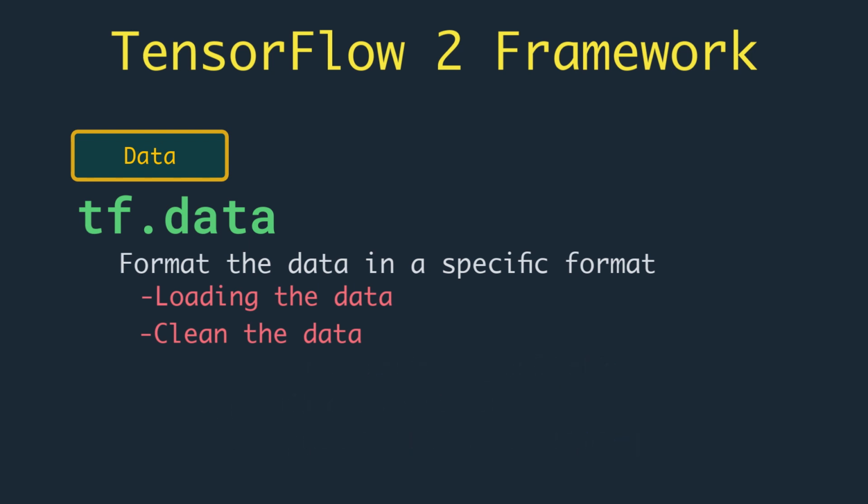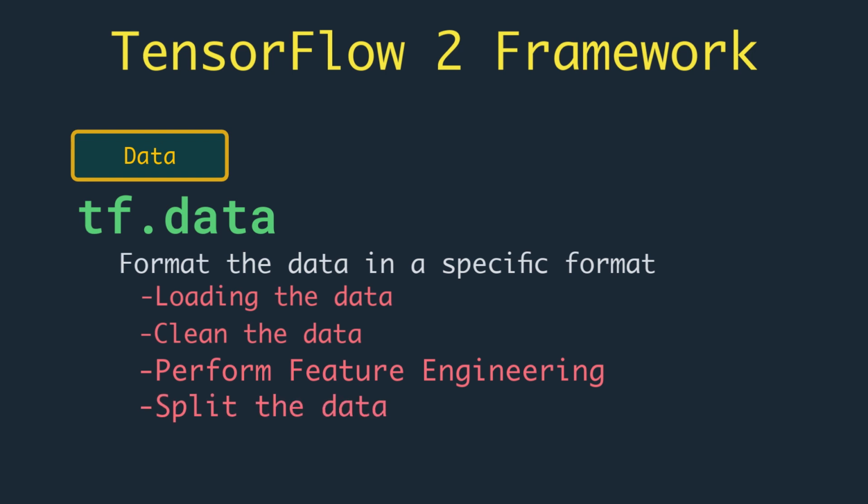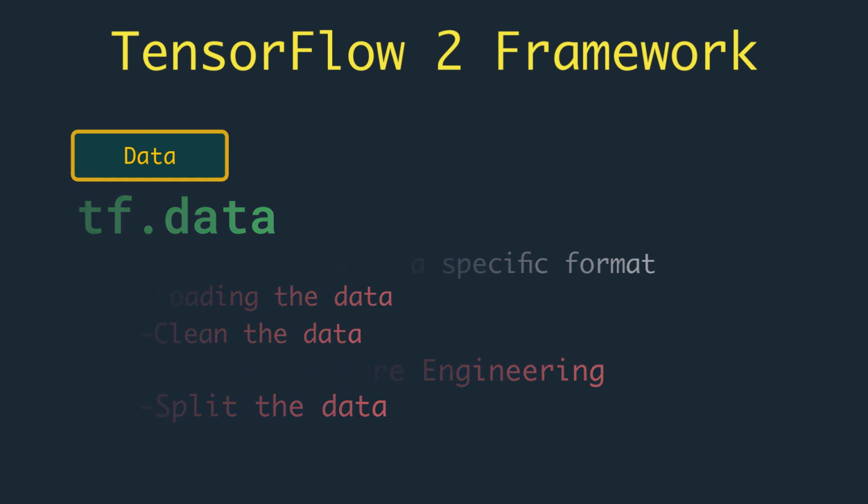Next, we have to perform feature engineering to choose the feature and target variables. During this step, sometimes we need to eliminate a few columns totally if they are not relevant. And finally, we have to split the data into training, testing, and evaluation sets. The functions needed for all of these operations we have to perform on data are available in the tf.data module.